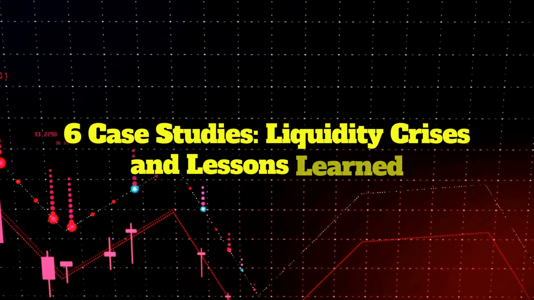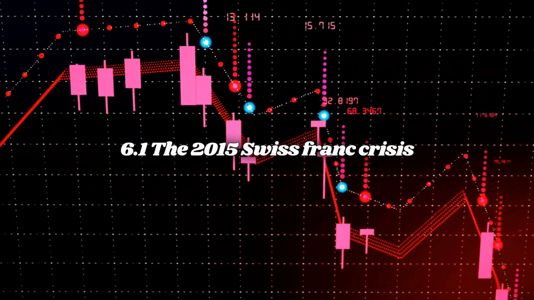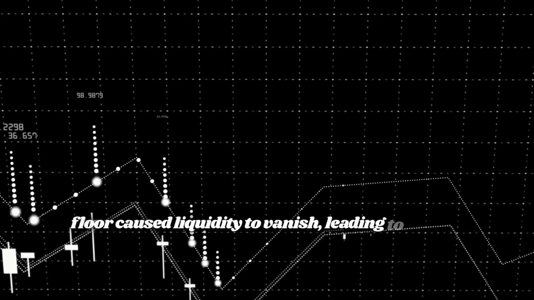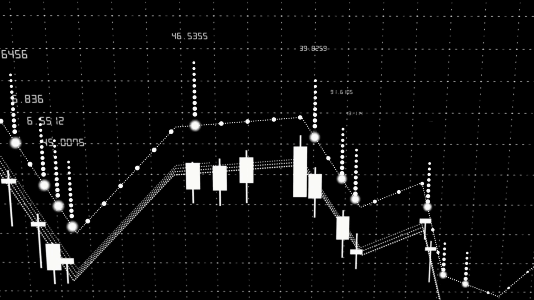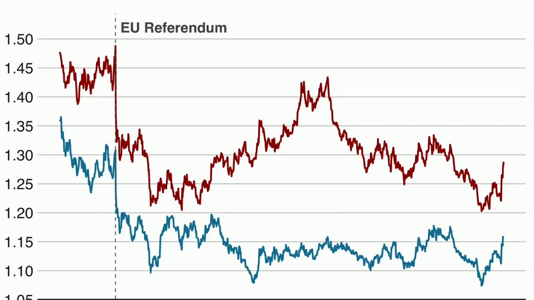6. Case studies, liquidity crises and lessons learned. 6.1 The 2015 Swiss franc crisis. The SNB's sudden removal of the euro to Swiss franc floor caused liquidity to vanish, leading to broker insolvencies and trader losses. Key takeaway: diversify across liquid assets.